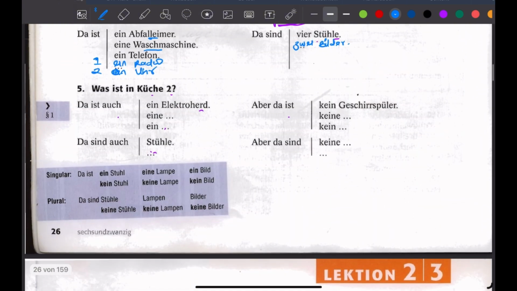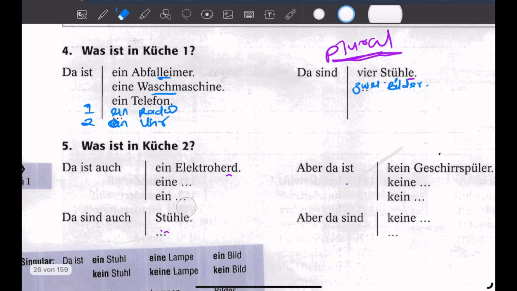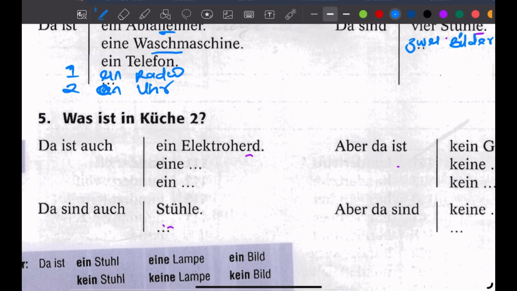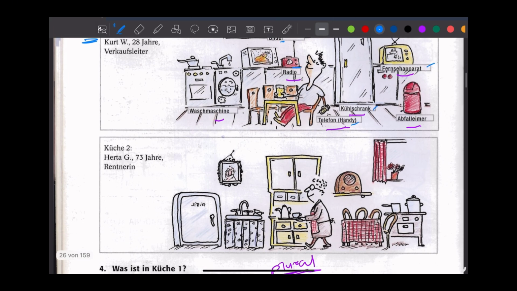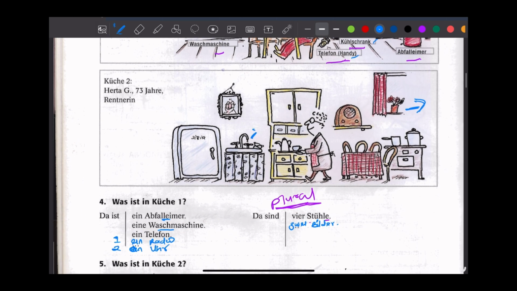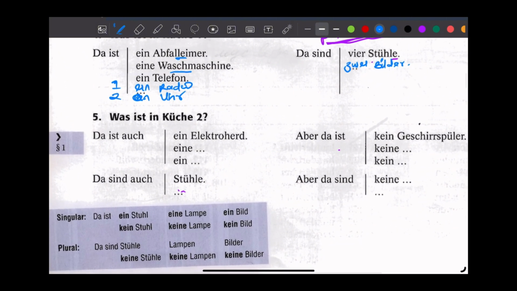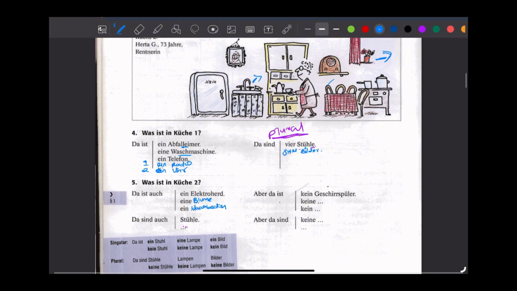So 5 verses in Küche 2. We have, das ist auch ein Elektroherd. And then we need one eine, das ist auch eine, das ist ein. So we have here the Blume, eine Blume, and we also have Waschbecken, das Waschbecken. So eine Blume und ein Waschbecken. Okay, so we have also das sind Stühle. So these are Stühle.